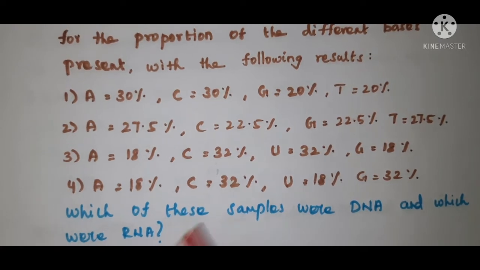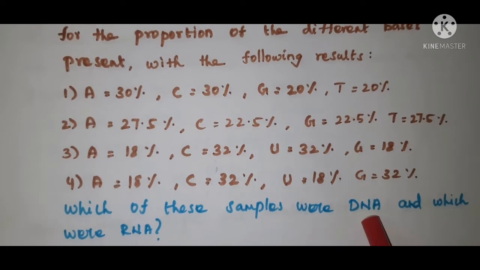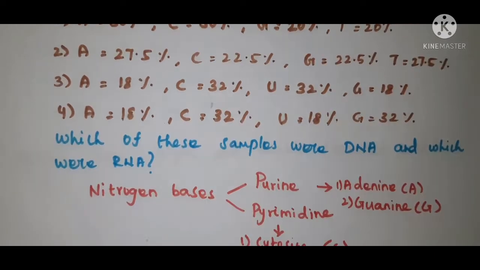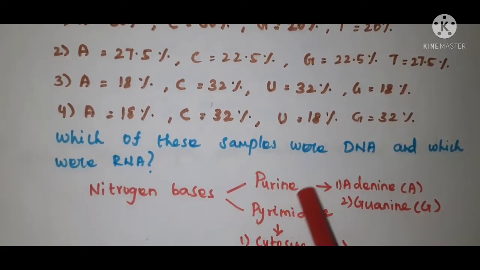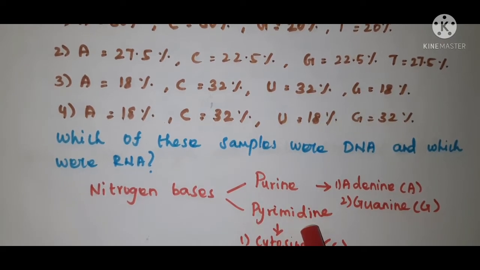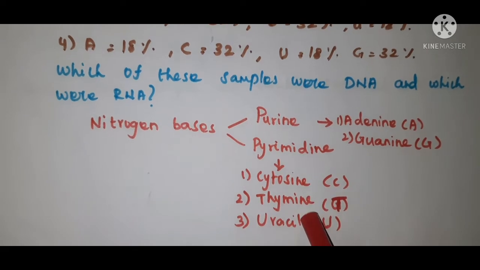So to know whether the given sample is DNA or RNA, that is, DNA means deoxyribonucleic acid and RNA means ribonucleic acid, first we should know the nitrogen bases present in DNA and RNA. You can classify nitrogen bases into two groups. The first one is purine, another one is pyrimidine. The nitrogen bases adenine and guanine come under purine. Cytosine, thymine and uracil come under pyrimidine.